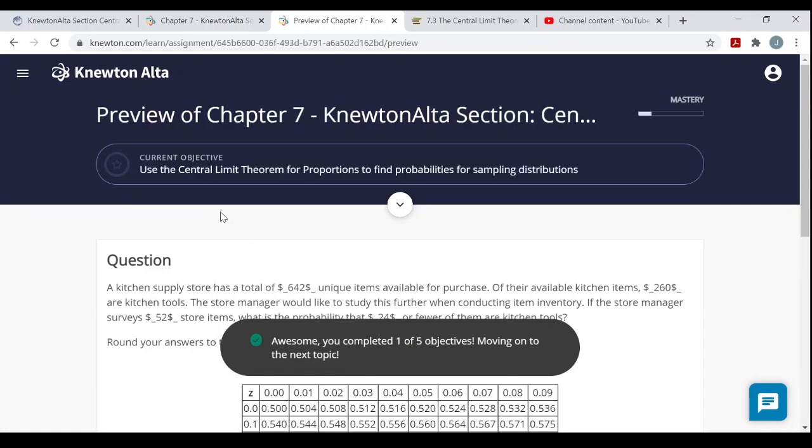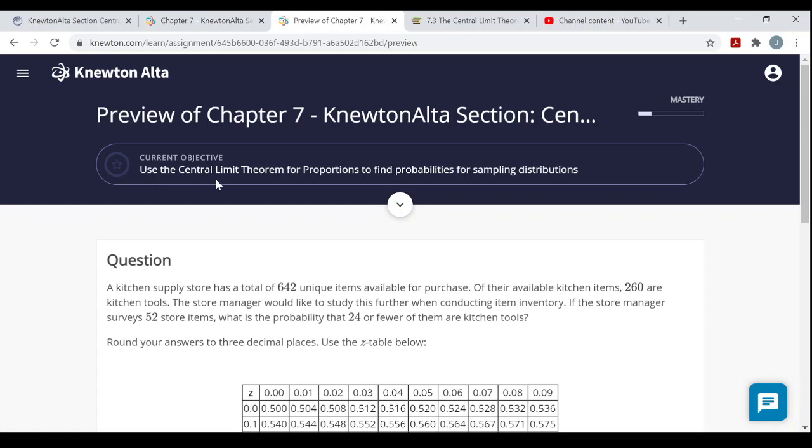Next objective is to use the central limit theorem for proportions that I've shown you to find probabilities, right? So now this is going to be finding area under a normal curve. We're going to see that the distribution of these p hats, these sample proportions, is a normal distribution. So you have this normal curve, and then we're going to find probabilities, meaning find areas under these normal curves.